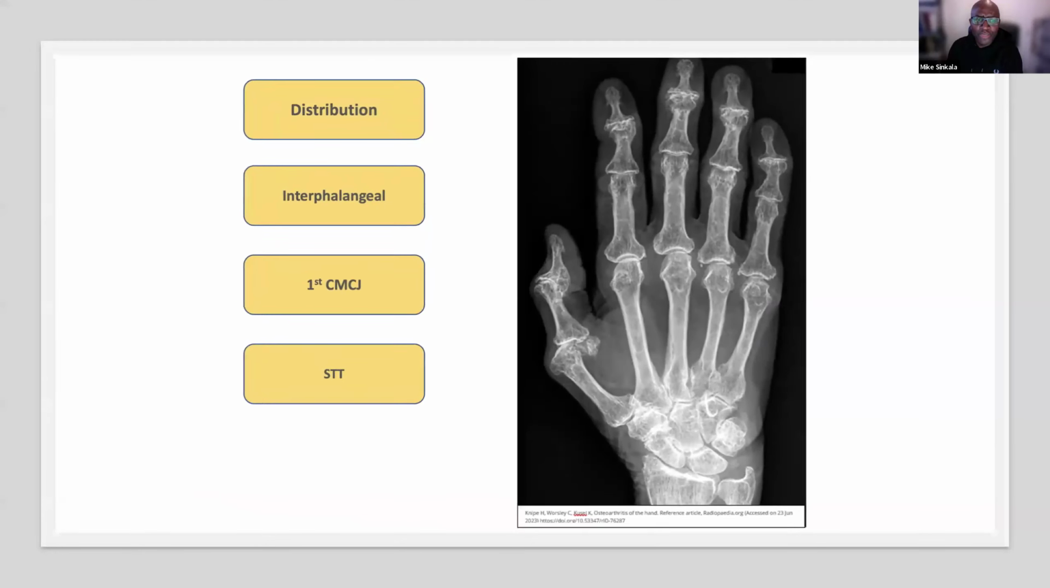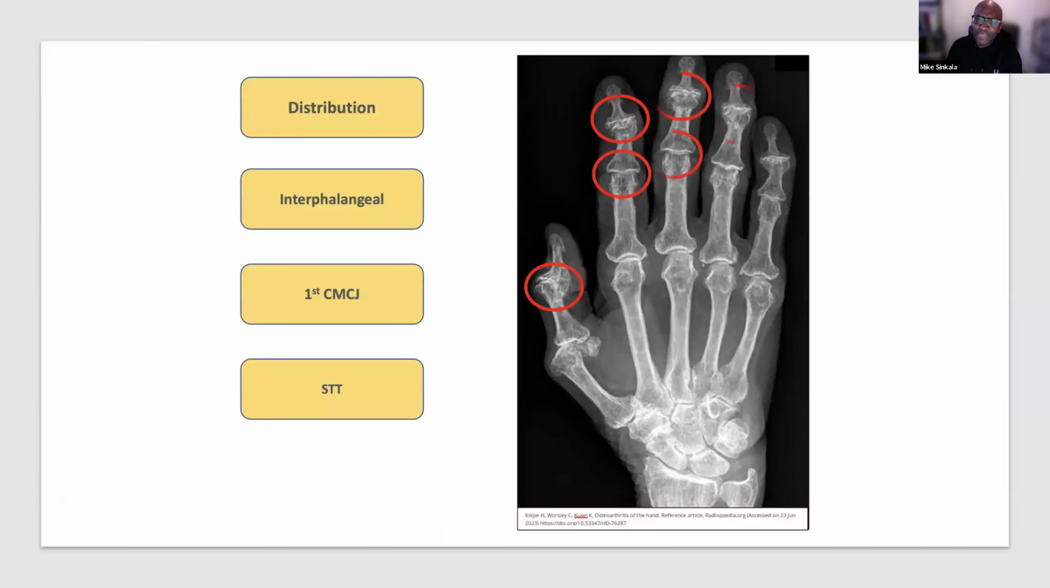So distribution of osteoarthritis, usually it involves the interphalangeal joints and the first carpometacarpal and the scaphoid-trapezium-trapezoid joints. So this is the distribution of osteoarthritis in the hands. It's very, very rare that it will involve the metacarpophalangeal joints. It can, but it is very, very rare. You would also see osteoarthritis in the radiocarpal joints. You also see them in the distal radioulnar joint.